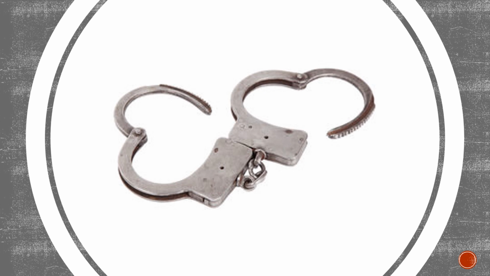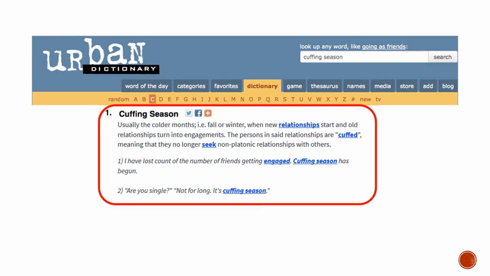Before we take a deep dive into this material, I must beg the question, what season are we in? Fall? Winter? Ladies and gentlemen, we are in the heat of cuffing season. For those of you that are unaware, cuffing season usually occurs during the colder months, fall and winter, when new relationships start and old relationships turn into engagements. The people in said relationships are cuffed, meaning they no longer seek non-platonic relationships with others.